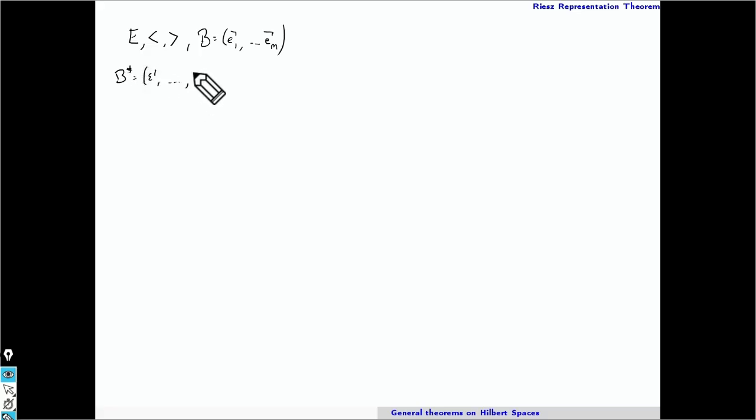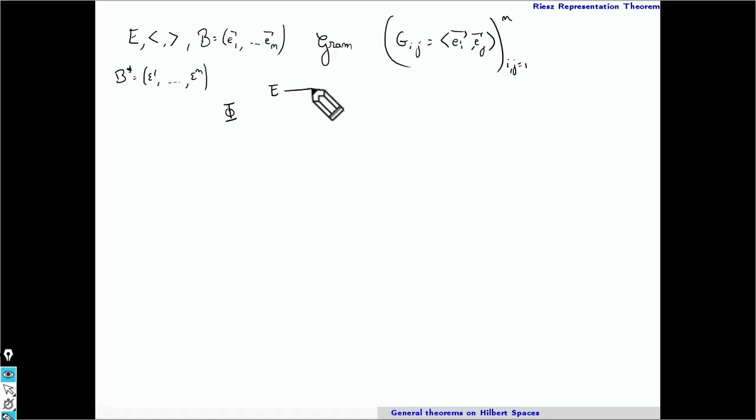Epsilon 1, epsilon n. We can define the Gram matrix, which encodes the inner product structure. So it has component Gij given by the inner product of the basis elements. So it is a symmetric positive definite matrix, so invertible. And because the field, R or C, is complete, finite dimensional spaces over R or C are also complete. So we are in the framework of the Riesz representation theorem.